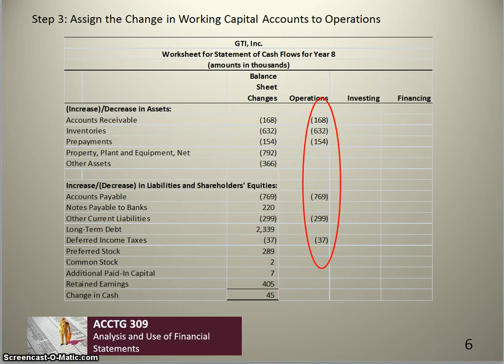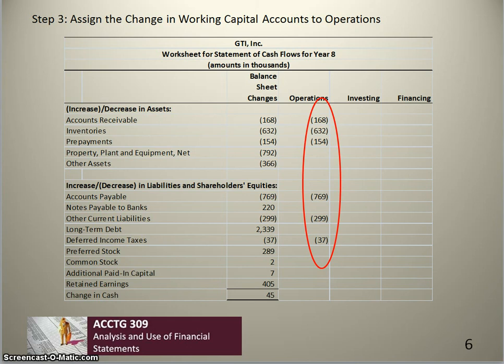The next step is to begin assigning all of the changes that we've entered in the balance sheet changes column to one or more of the categories: operations, investing, and financing, which of course correspond to the 3 sections of the statement of cash flows.